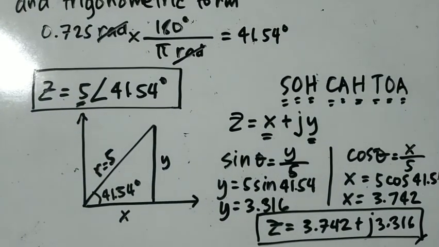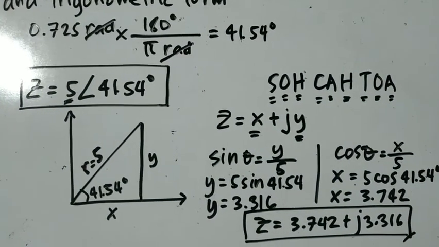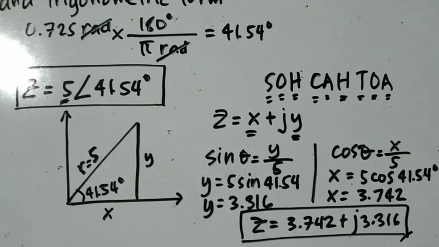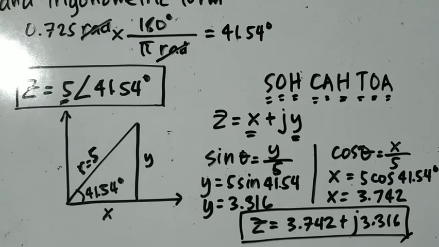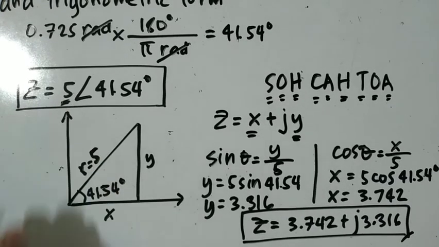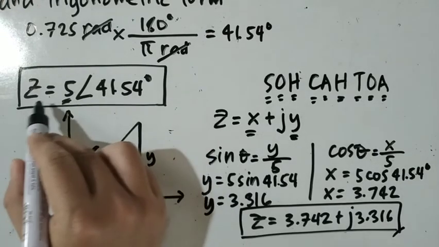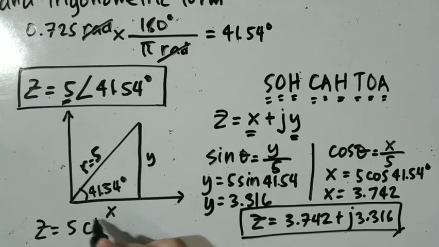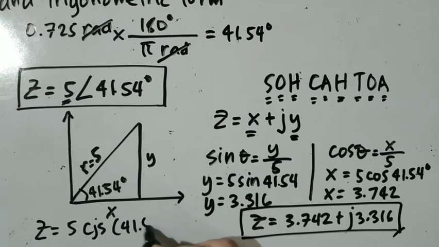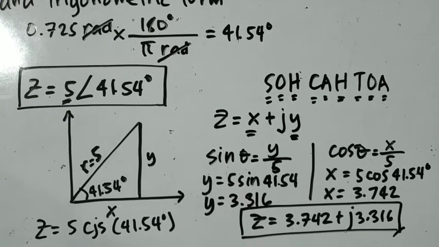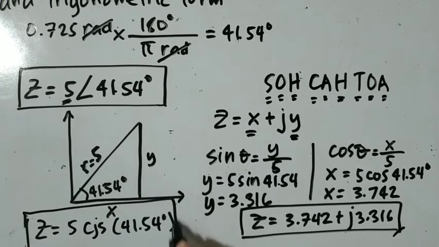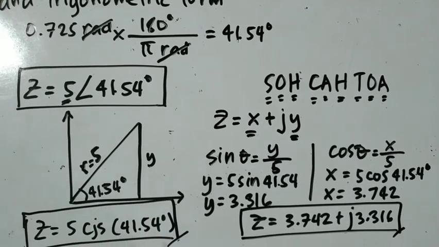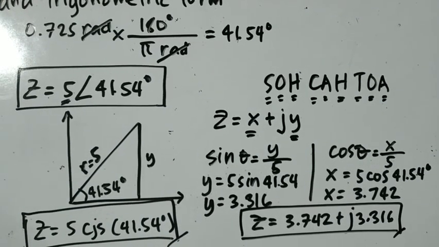By the way, the trigonometric form of this complex number is simply from the polar form. We have z equals 5 cis 41.54 degrees. So this is the equivalent complex number in what we call the trigonometric form.